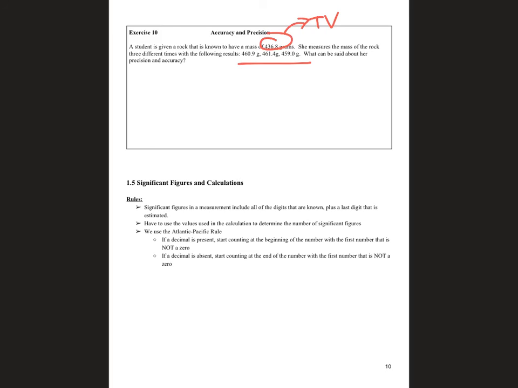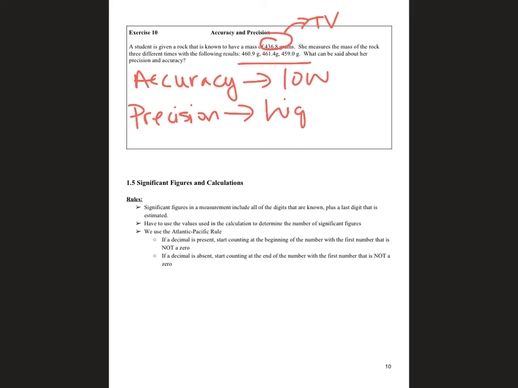So I'm looking at this like, those numbers are nowhere near 436. So as far as accuracy, I would say her accuracy is pretty low. That is definitely low accuracy because those measurements are not close to that true value. But when I look at precision, what's going on? Well, I would say in that case, that's high precision because those 3 measurements are very, very close to one another. So they definitely are not accurate, but they are precise. So you kind of have to understand the difference between those two.